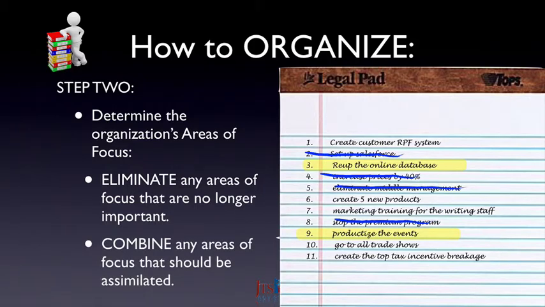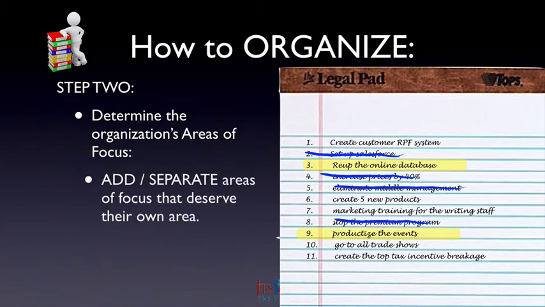Also, you could combine areas that should be assimilated. A lot of times there are two areas that are very similar, or two areas that don't need separate focus, and to simplify, they could be combined together for that particular year. You can go ahead and do that for simplification purposes, if nothing else. And finally, you want to add areas of focus that deserve their own area. Like if there's an area of focus called sales and marketing, you may want to separate sales from marketing, depending on what the goals are and what focus is necessitated for that particular year in that enterprise.